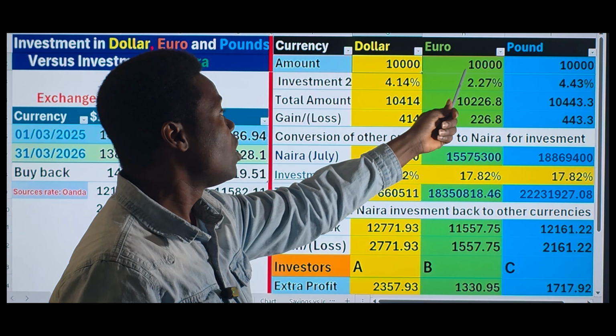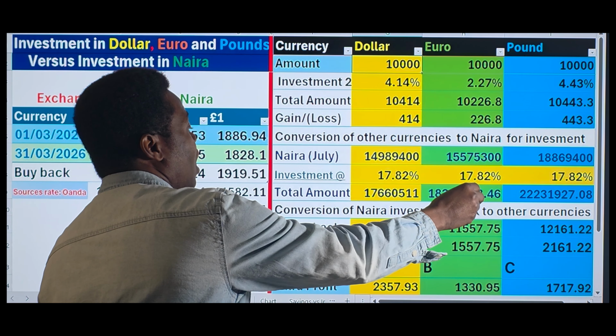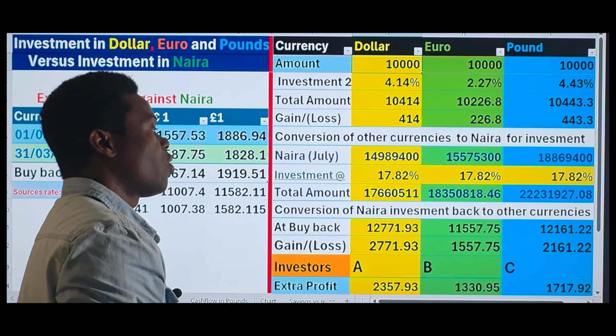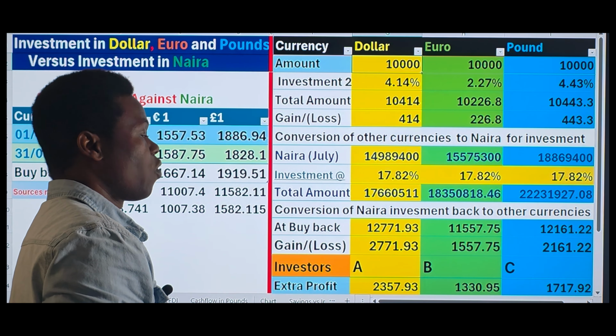in Nigeria Treasury bill at an interest rate of 17.82%. Then you will realize a total amount of 18,350,818.46 naira from that investment. Then he will also need to compare the investment he did in Nigeria, whether it is more profitable than the one he did in Italy.